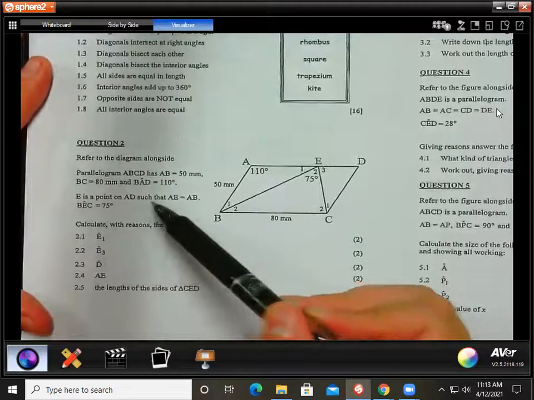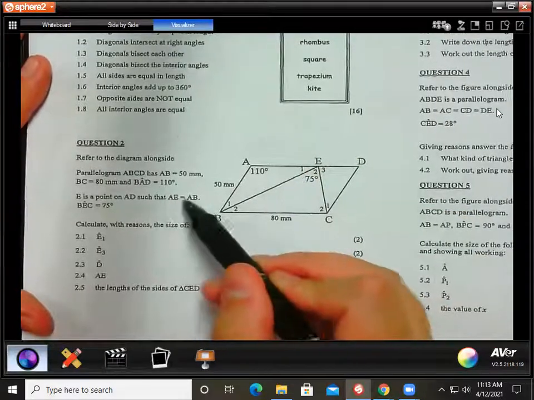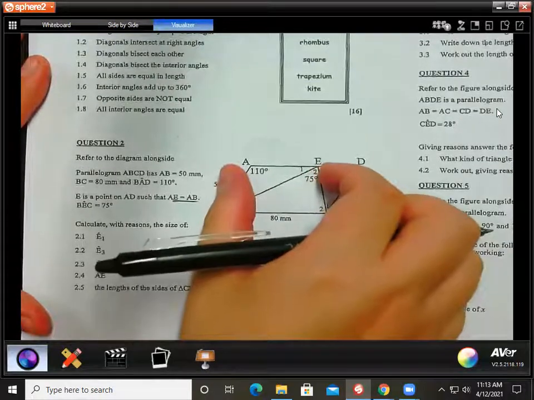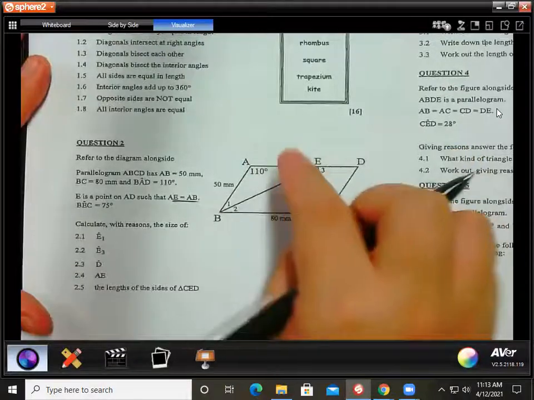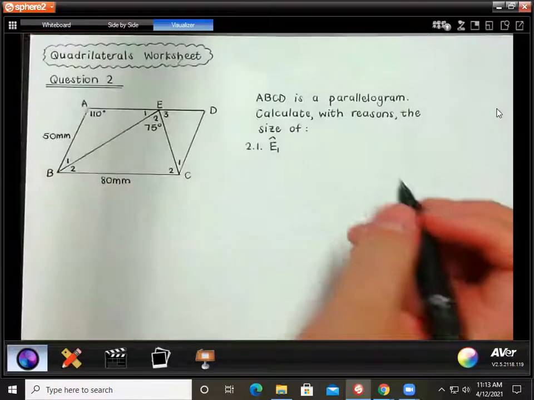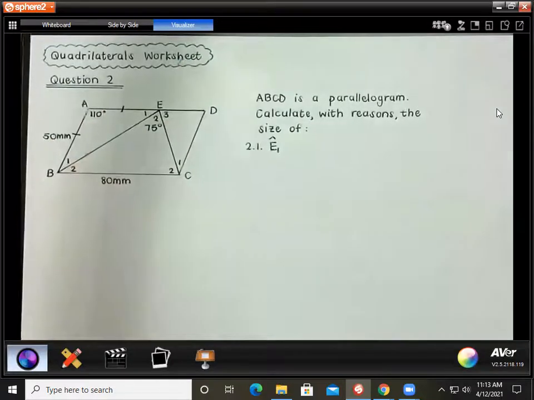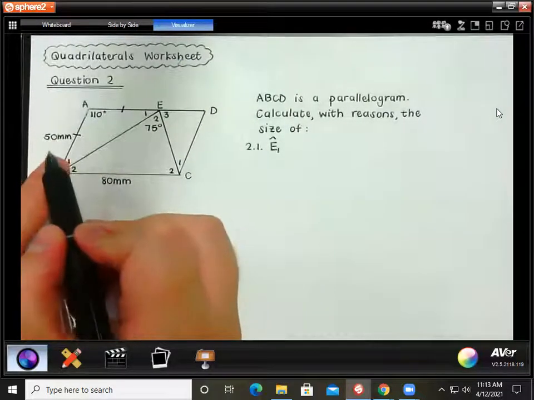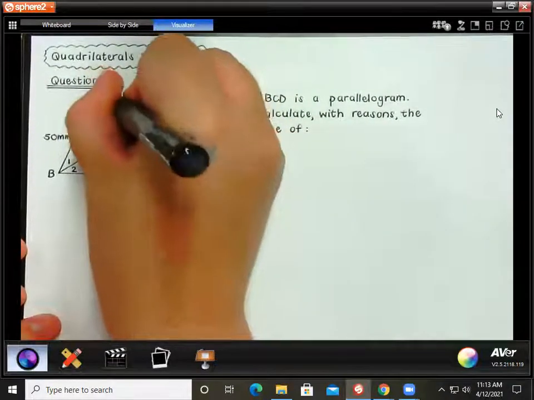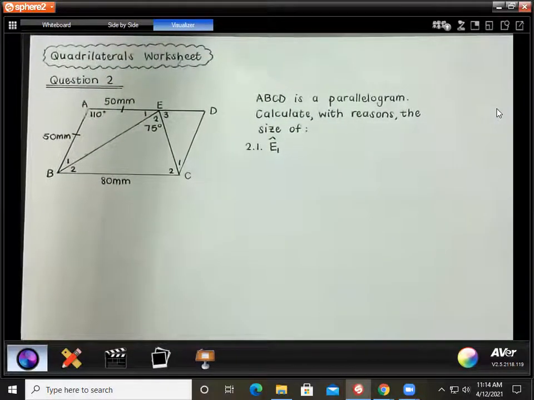E is a point on AD. Now we can see that AD is the line and E is a point on that line, such that AE is equal to AB. AE is that part there and AB is that part. Is that indicated at all? No. So we need to actually fill that in. So AE is equal to AB. And guys, they told us what AB was, that it's 50. So AE would also have to be 50 millimeters. So you can actually fill that in also. We know that they are equal, but we also know that they would both be 50 millimeters.